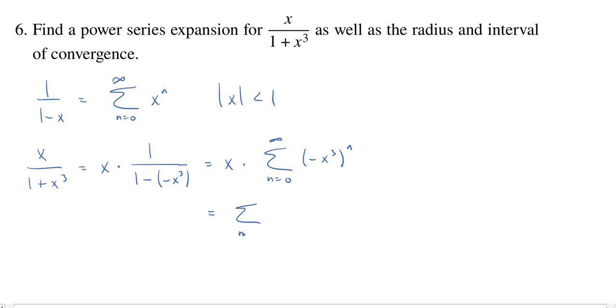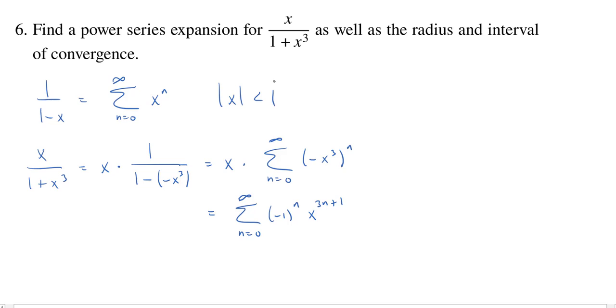So let's put this all together. First, the negative became an alternator. Then I have x cubed to the n, which is x to the 3n. But then one more x makes it x to the 3n plus 1. Cool. I have a power series.